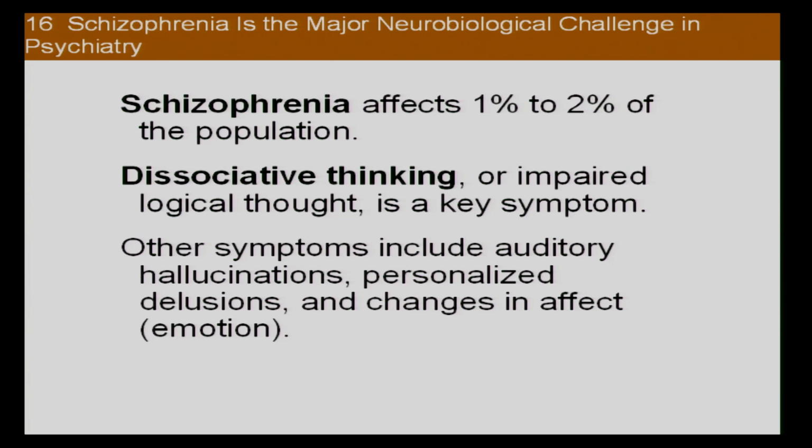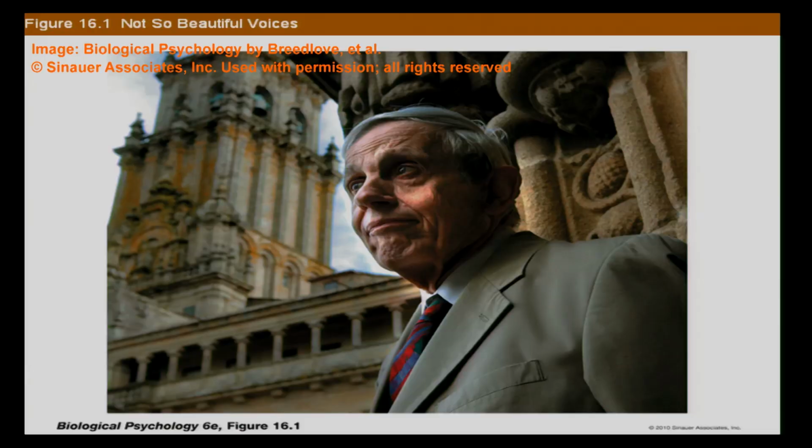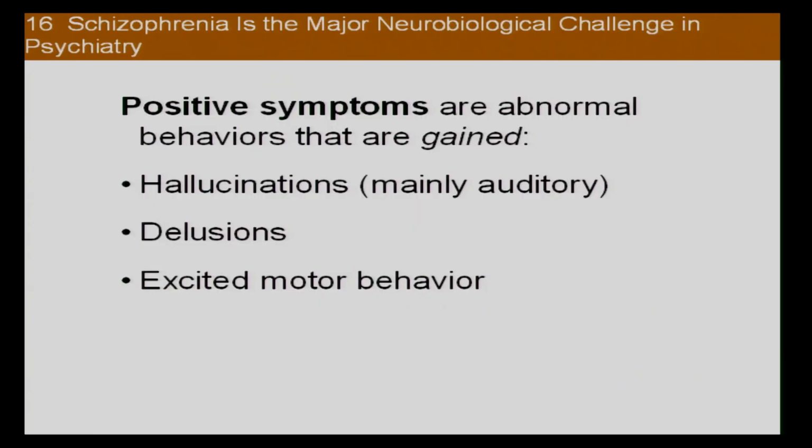I should say that visual hallucinations are more common with drugs that induce altered states, like LSD. But schizophrenia is auditory hallucinations. And this is the real John Nash, whose schizophrenia has been controlled with drugs, and who is a Nobel Prize winning mathematician. Okay, so I want you to know the difference between positive and negative symptoms in schizophrenia.